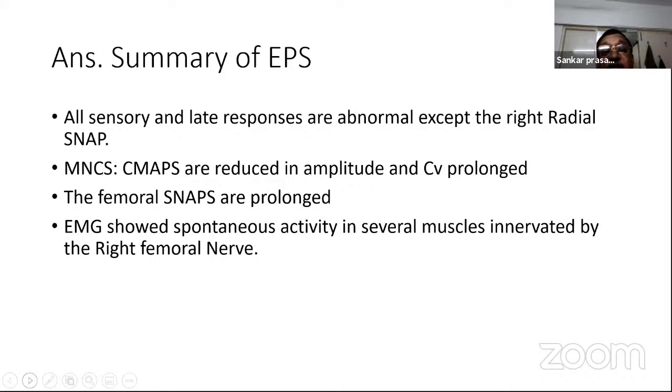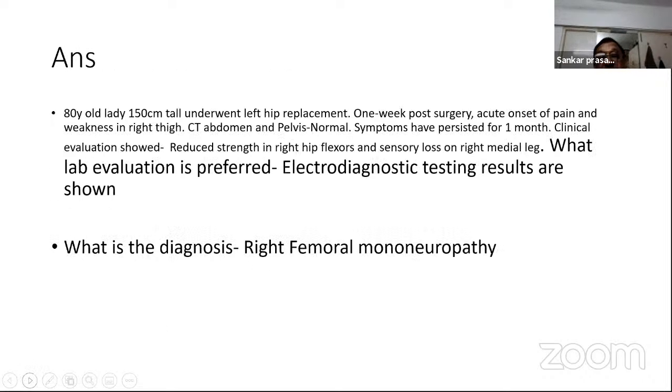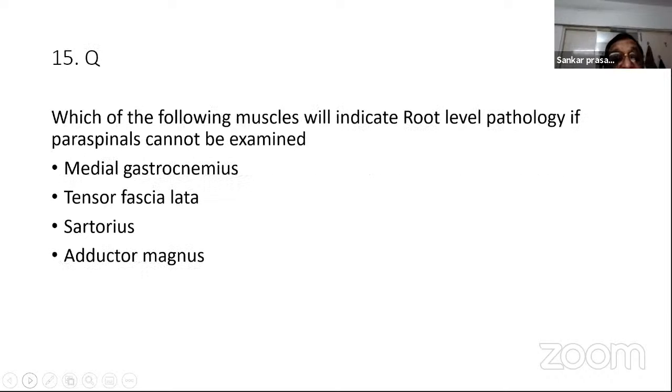All sensory and late responses are abnormal except the right radial SNAP. CMAPs are reduced in amplitude and the femoral SNAPs are prolonged. EMG shows spontaneous activity in several muscles innervated by the right femoral nerve. So the diagnosis is right femoral mononeuropathy. An excellent answer. Which of the following muscles will indicate root level pathology if paraspinals cannot be examined?